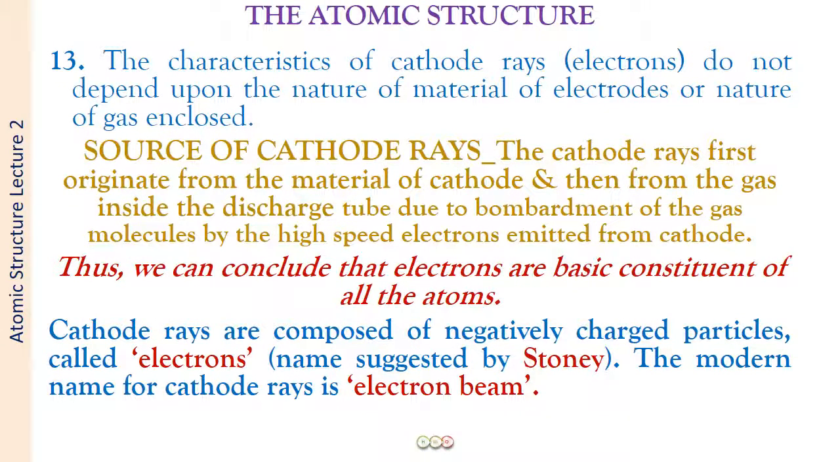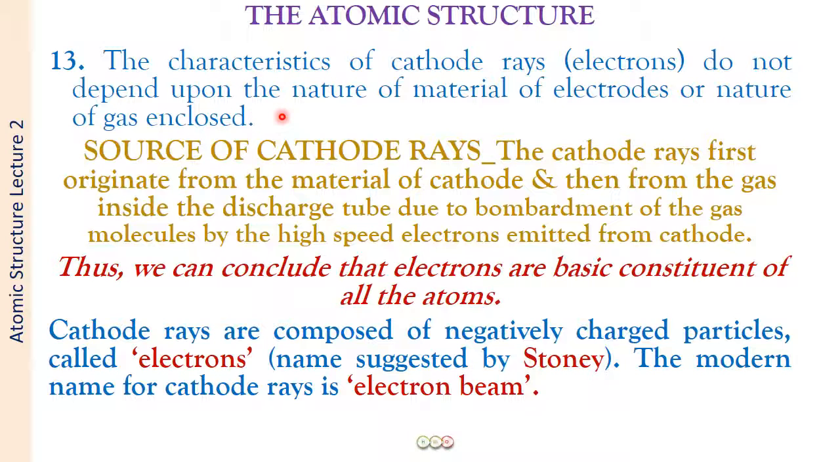And the last property was that, apart from the e/m ratio also, whatever were the characteristics of the cathode rays, basically the cathode rays being particulate in nature, and these particles were called electrons. So the characteristics of the cathode rays or the electrons did not depend upon the nature of the material of the electrodes or the nature of the gas enclosed. This is a very important thing that you should remember, that the cathode ray characteristics did not depend upon the nature of the material of the electrodes or the nature of the gas enclosed.